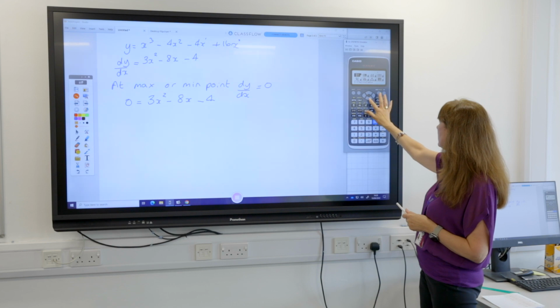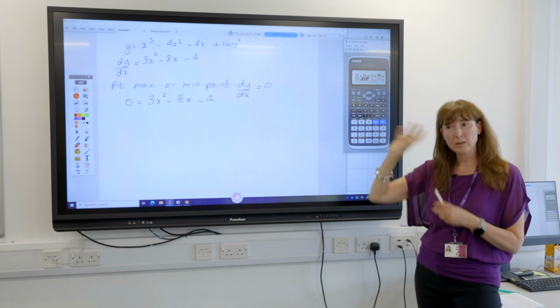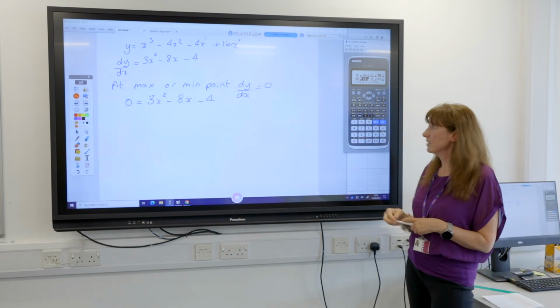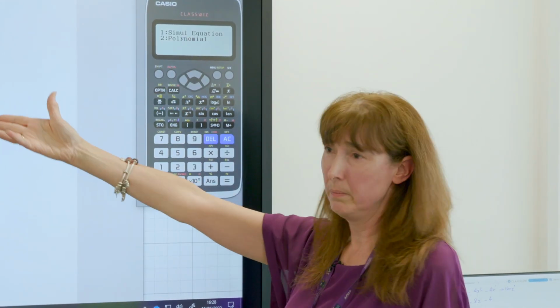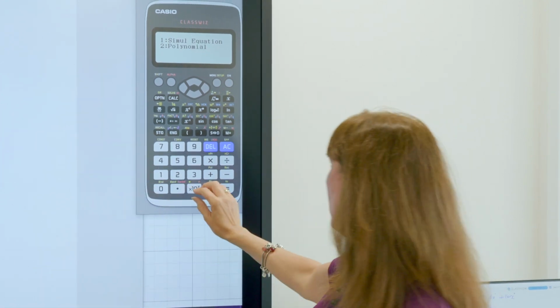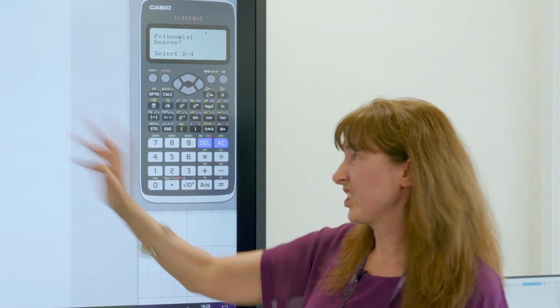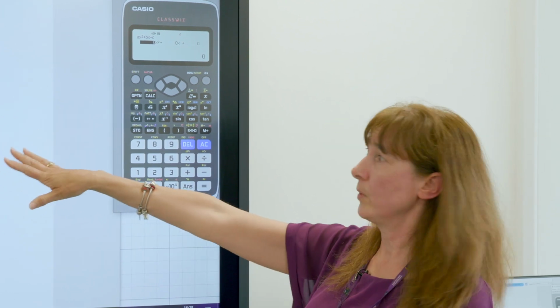We're going to go on to menu. There's lots of different menus on this calculator, and lots of different functions that you will need to use in A-level maths. Statistics is one of them. So we're going to go on to the equation function. We're going to do a polynomial. Polynomial just means it's an equation with powers of x that are whole numbers. So the degree is 2, because that's just the highest power. So degree of 2, and now we can type in our equation.